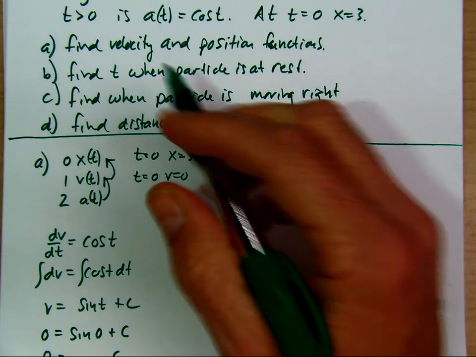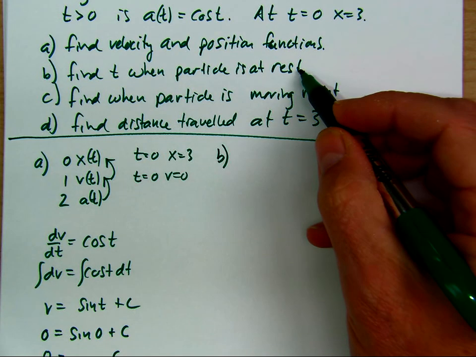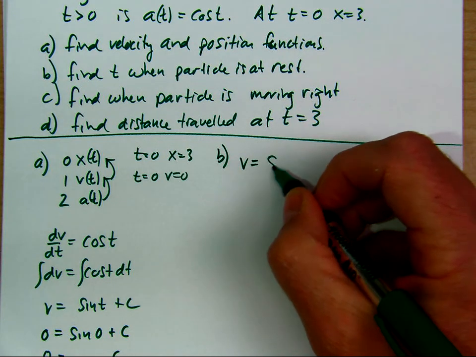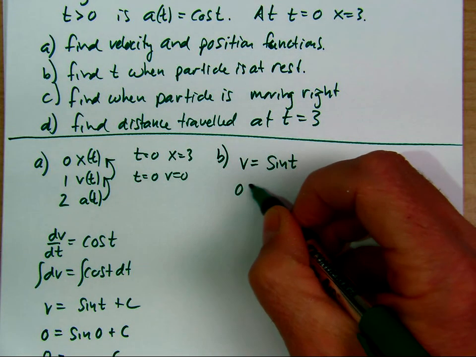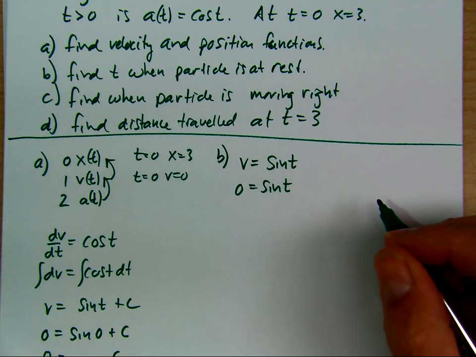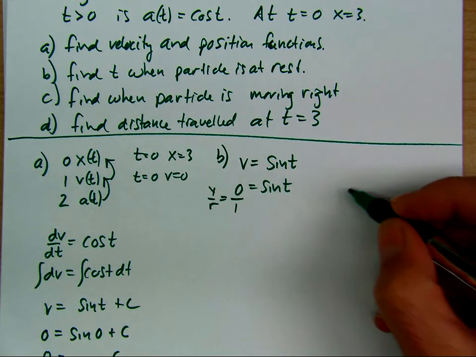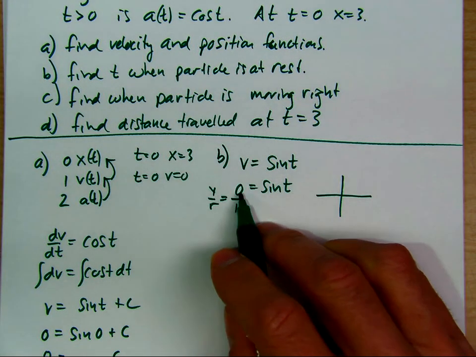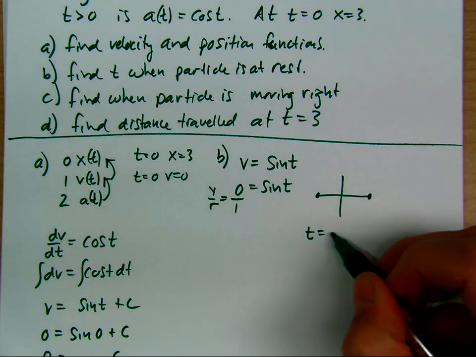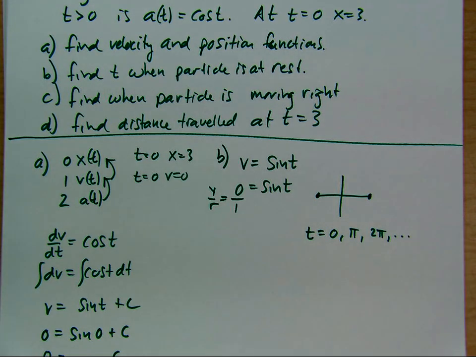Okay, find t when the particle is at rest. Find the time when it's at rest. At rest means velocity is 0, so we'll just take the velocity function that we just found, which is sine t, and find out when that equals 0. Sine t equals 0. Sine is y over r. We want to know when the y value is 0. So we know at t equals 0, pi, 2 pi, the velocity will be 0.